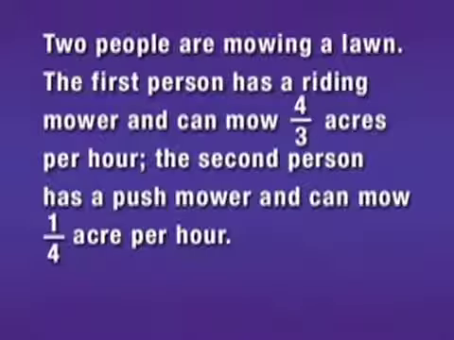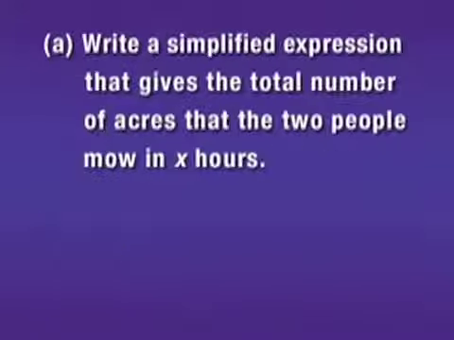Two people are mowing a lawn. The first person has a riding mower and can mow 4/3 acres per hour. The second person has a push mower and can mow 1/4 acre per hour. Write a simplified expression that gives the total number of acres that the two people can mow in X hours.